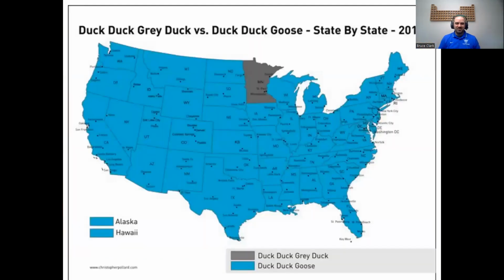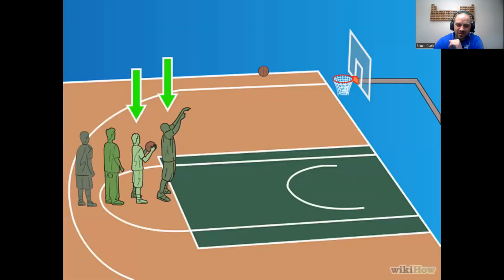And if you don't believe me, that is an actual fact. Here's a look. The average person in the United States calls it duck, duck, goose, except for Minnesota for whatever reason. Who knows why? What cultural tendencies are left over as to why there's a different name.